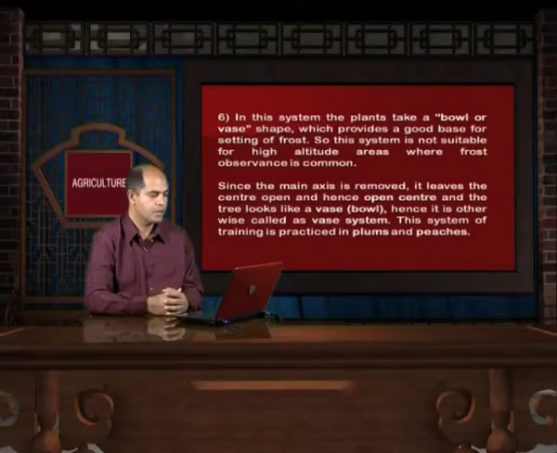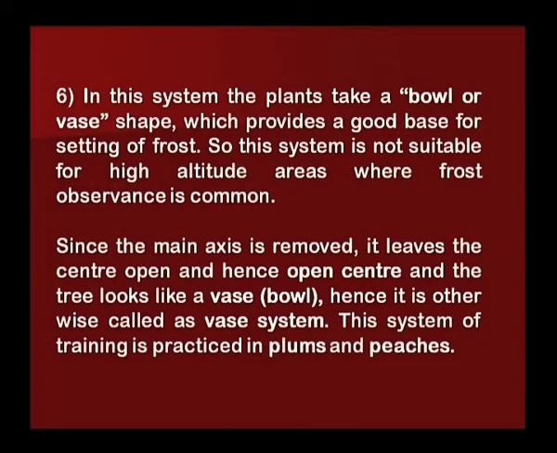In this system, the plants take a bowl or vase shape, which provides a good base for setting of frost. So, this system is not suitable for high altitude areas where frost occurrence is common. Since the main axis is removed, it leaves the center open, hence open center, and the tree looks like a vase or bowl, hence it is otherwise called the vase system.